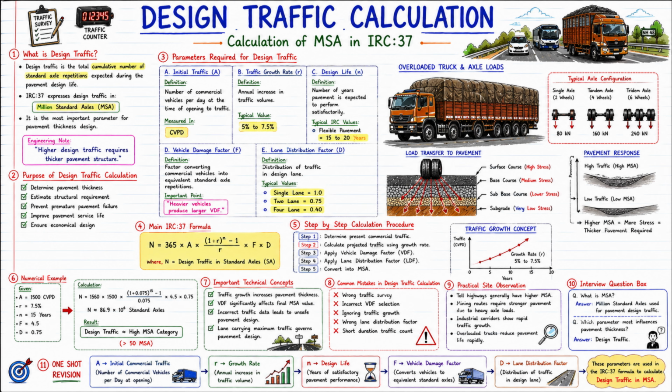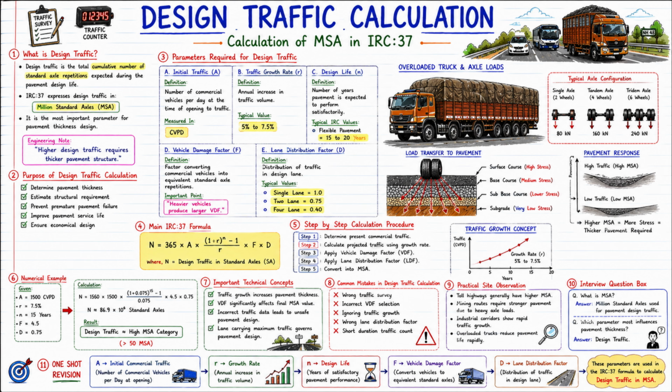Now let us see the most important part of the slide. 4. Main IRC 37 formula. Now the actual design traffic formula is given here: N = 365 × A × [(1 + R)^n − 1] / R × F × D. Here, N is design traffic, A is initial commercial traffic, R is growth rate, n is design life, F is vehicle damage factor, D is lane distribution factor. And this formula is the foundation of the entire pavement thickness design.